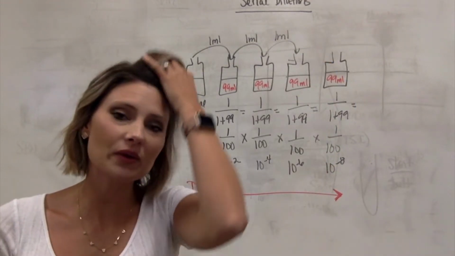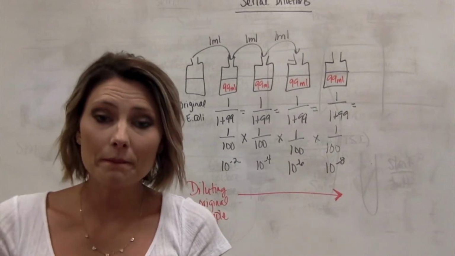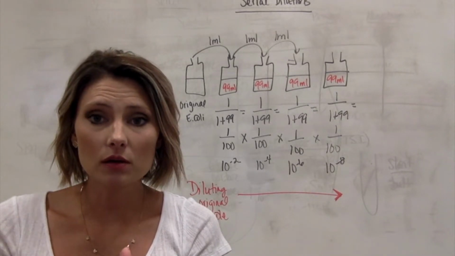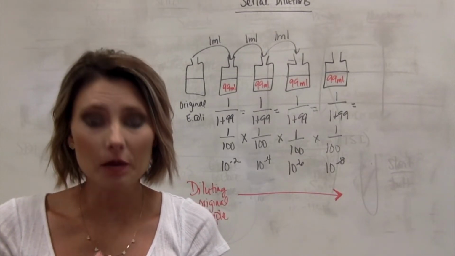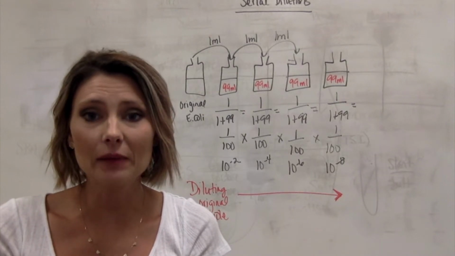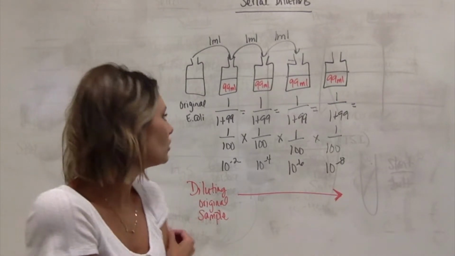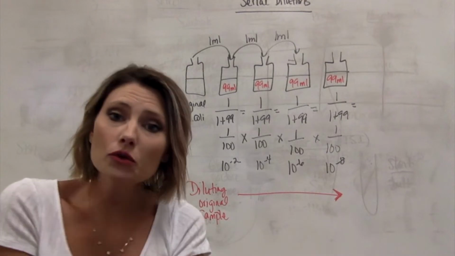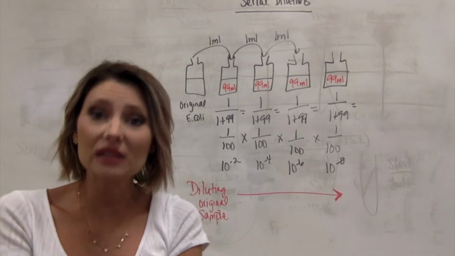Now normally if you were doing a count, you would be getting it from a sample from the environment. But here we're going to use our lab E. coli that we have. So you need your original E. coli sample, and then you also need what are called dilution blanks.